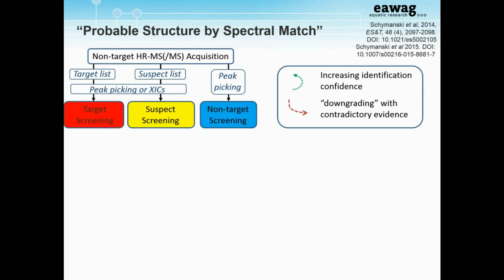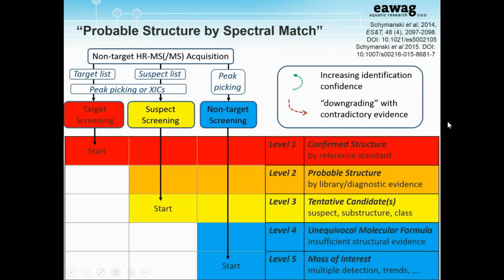Getting towards the end, but I'd just like to cover a few more facts for you, just to let you think about how certain you are with your identification, and especially talking about probable structure by spectral match. So if you're looking at non-targeted data, this is an example from the environmental world, but it's very similar in metabolomics. If you're doing target screening, you'll have, for instance, a reference standard in-house, and if your data matches, you'll be starting at a reference standard confirmed structure.